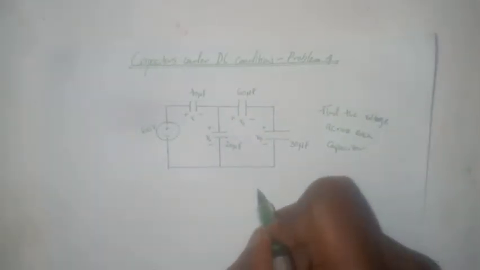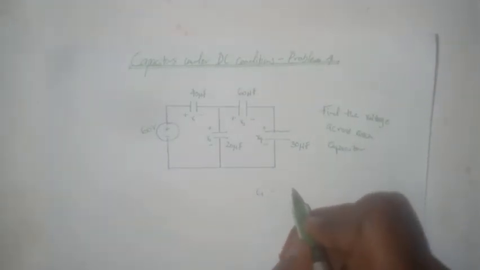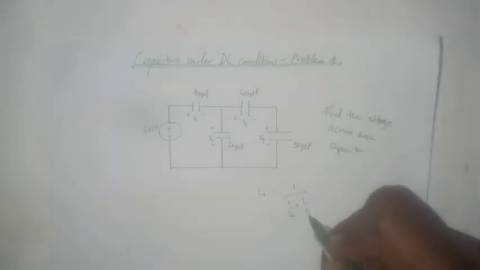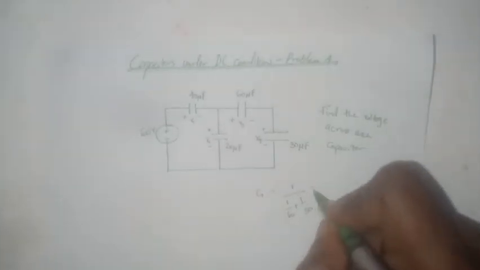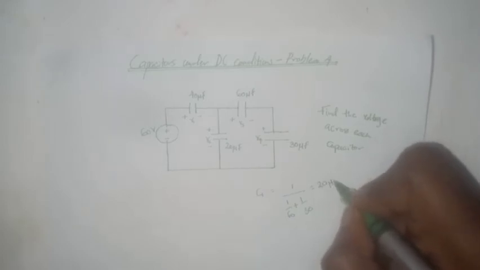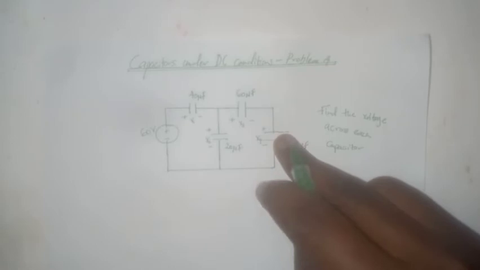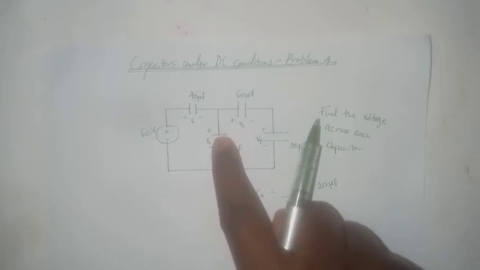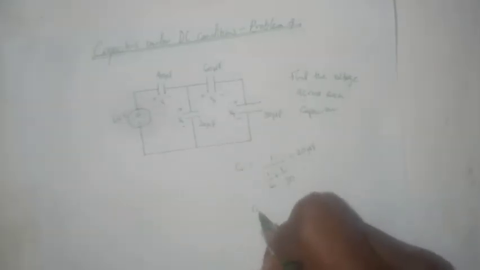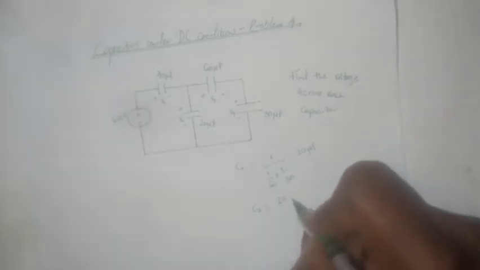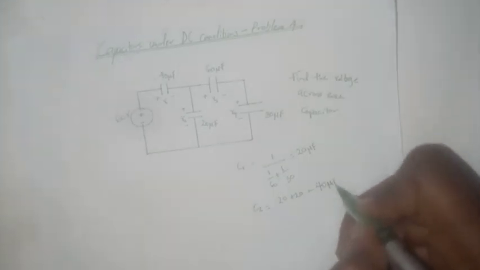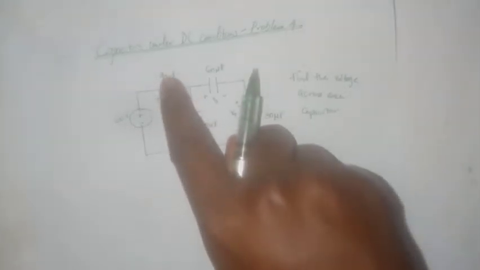Let's call this the equivalent C1, and C1 would be 1 over 60 plus 1 over 30. This would be equal to 20 microfarads. So these two together can be interchanged for a 20 microfarad capacitor, and then we can add this 20 microfarad with this 20 microfarad, because they are in parallel with one another, and that will result in a capacitor C2. 20 plus 20 will be 40 microfarad.